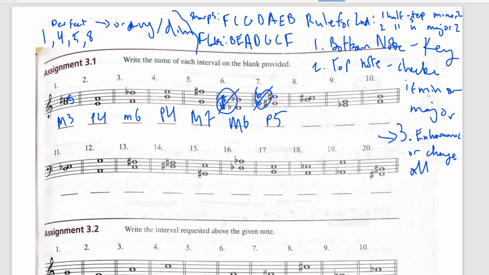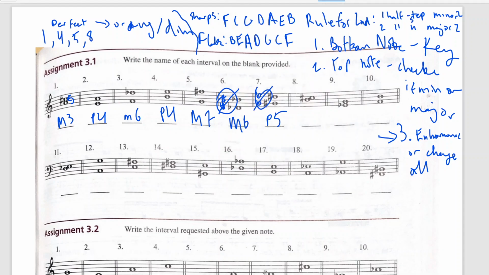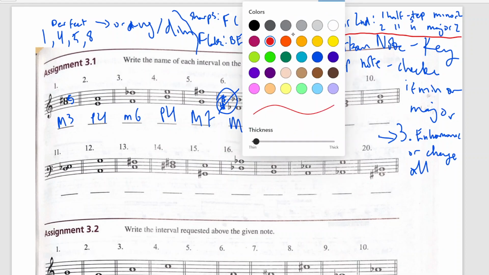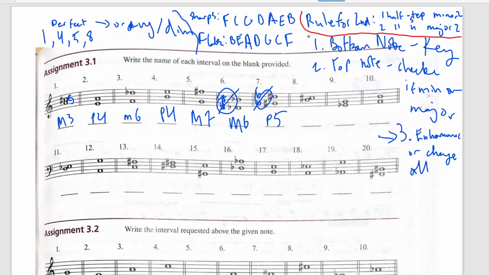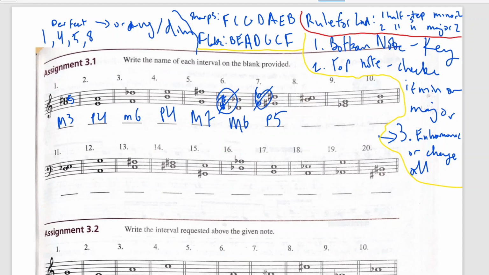So for example, this one, since it's a second, we're going to use the rule for seconds. And we're just going to say, boom, like this. And these are like the steps. I'm going to highlight these differently. Right. And this is the order. So let's go back to this. This is going to be major 2nd right here. Okay. Because it's 2 half steps apart.